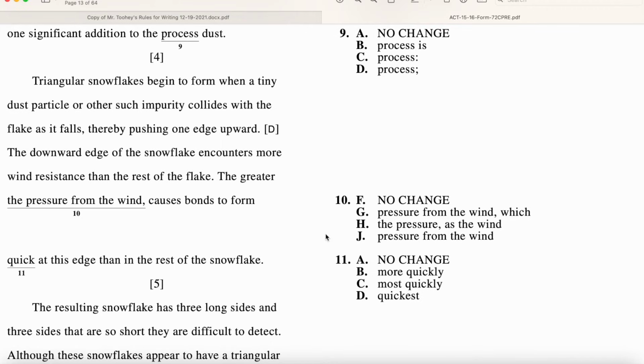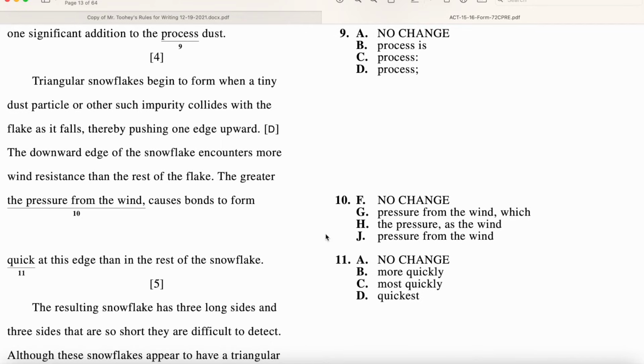Let's try answer choice B, and you can just take it from causes bonds to form. Causes bonds to form more quickly at this edge than in the rest of the snowflake. How's that sound? That sounds better. Try C. Causes bonds to form most quickly at this edge than in the rest of the snowflake. That does not sound good. Try D. Causes bonds to form quickest at this edge than in the rest of the snowflake. That also does not sound good. Yeah, 11 is B.